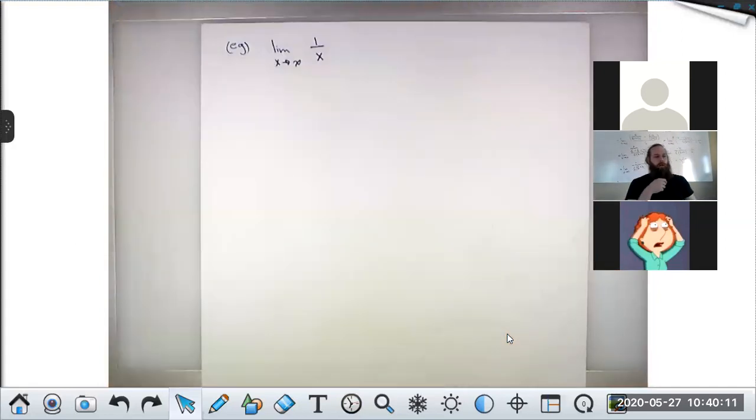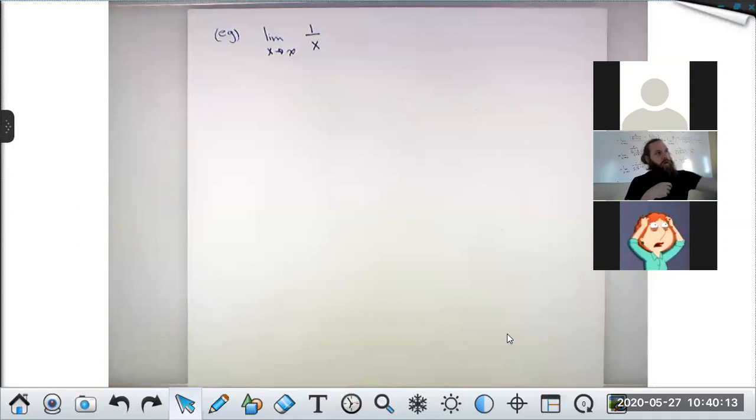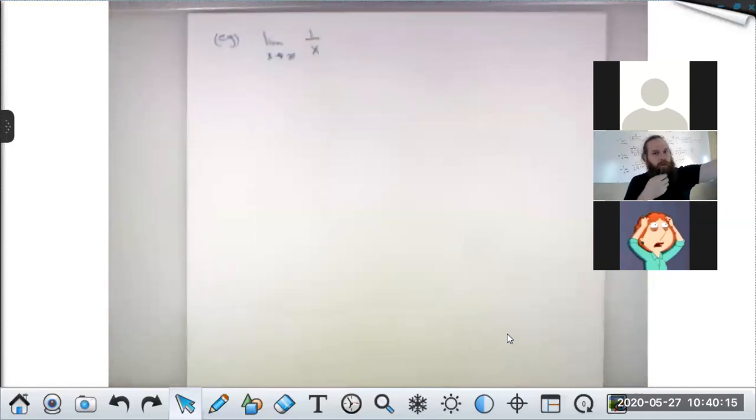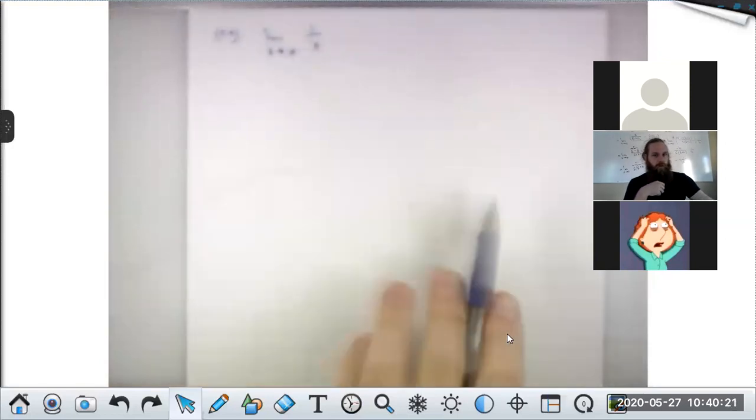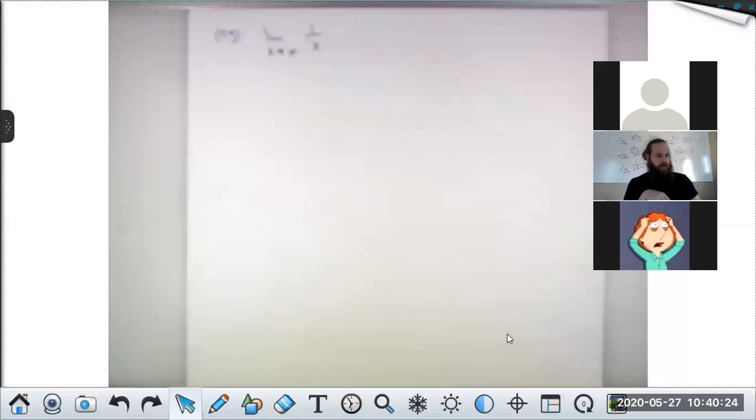If I want to look at the limit as x goes to infinity of 1 over x, I should ask myself, oh, come on, camera. You can do it. Damn it. Come on. There we go. This thing's having a hard time focusing.